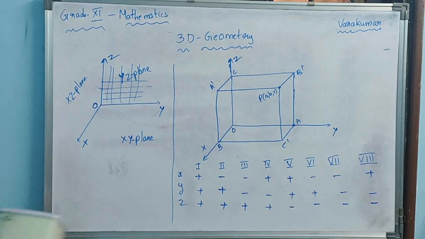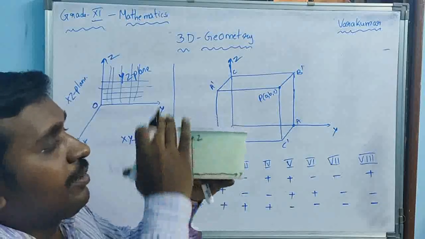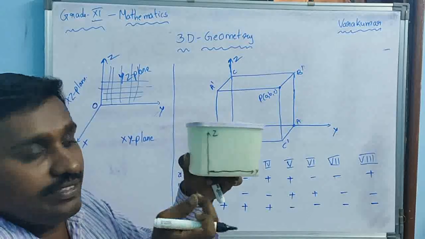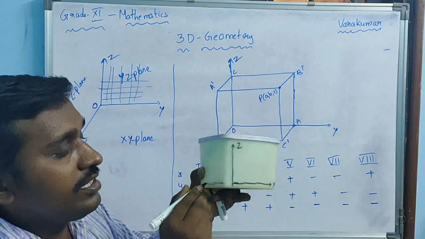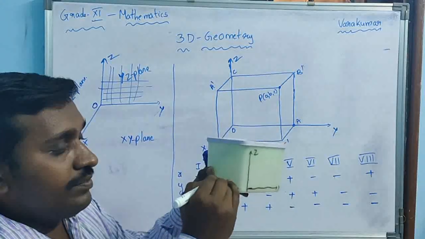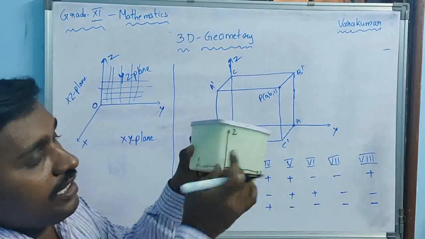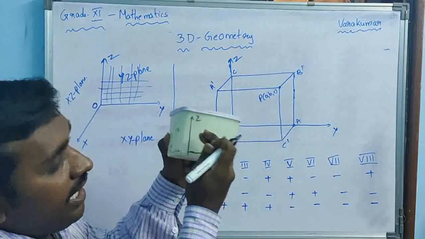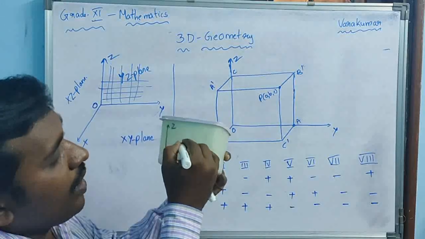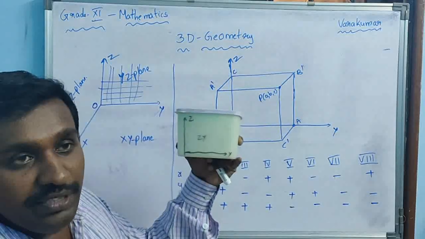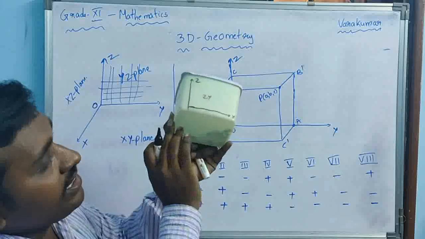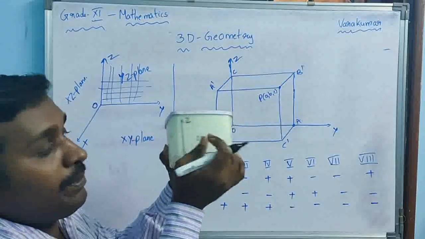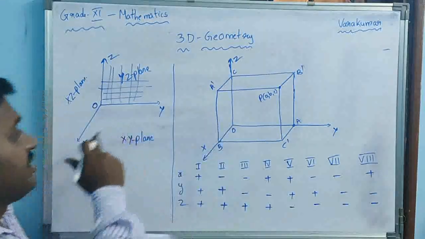Once again, if you see the board, it's a three-dimensional system with the x, y, z axes. If you see here, this is the x axis. So this XZ plane is made by x and z, and this is the YZ plane. Clear? And this is X and Y, so it is called the XY plane. So this is the XY plane, XZ plane, YZ plane. Okay, next.